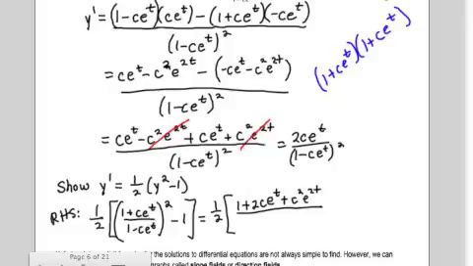So FOIL, so 1 times 1. My outer and inner are the same thing, so I have 2 of them. My last is c squared e to the 2t. All right, the bottom is just 1 minus 2c e to the t plus c squared e to the 2t. I'm subtracting out 1, so I want to get common denominators. So this is my denominator. I'm going to have the denominator over itself.